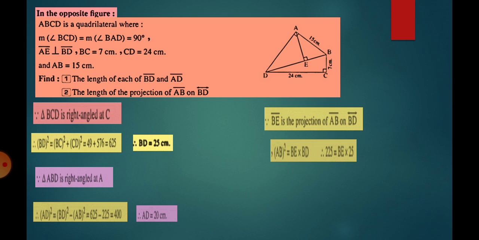We know AB power 2 equals BE times BD. AB is 15, then 225 equals BE times 25. Then we find the length of BE equals 225 divided by 25, equals 9 centimeters.